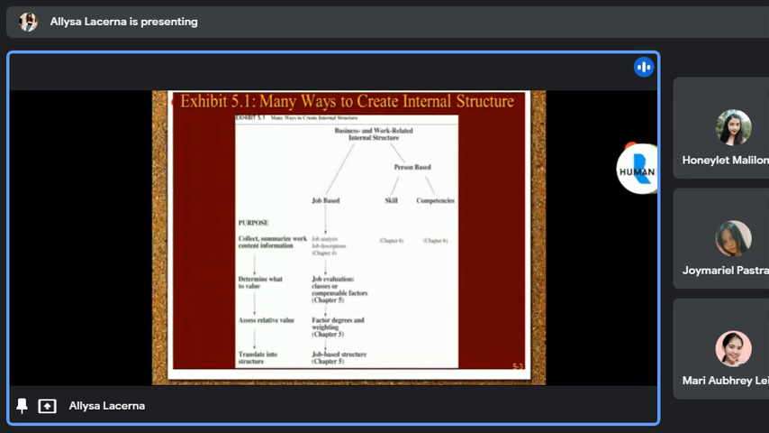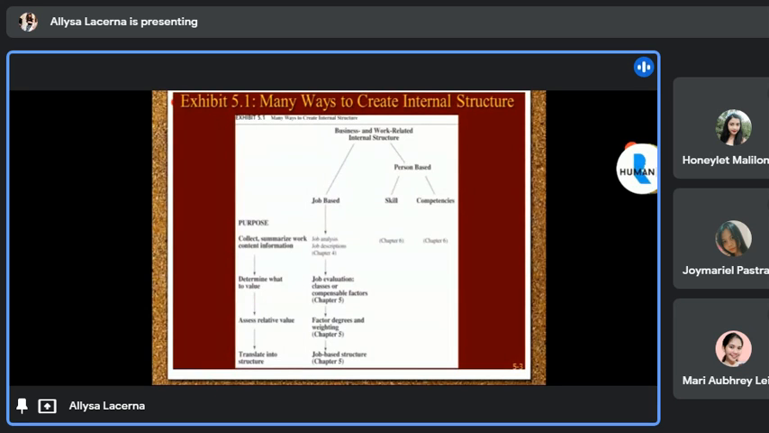So, let's go on the job-based, or what we call the job-based pay. This is the most traditional type of a compensation system in which pay is set on the basis of the job itself. Also, job-based is in contrast to skill-based, of their skills and knowledge level.